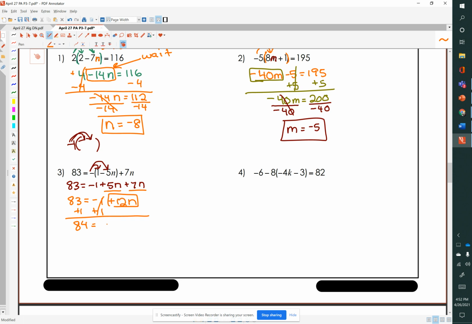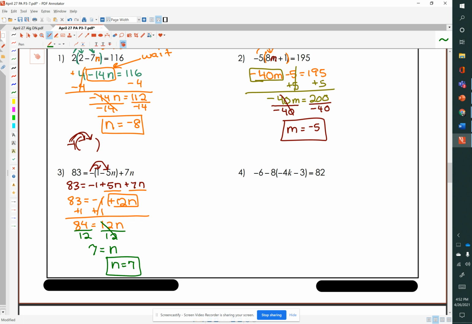Okay, 84 equals 12n. Now, what's going to happen here is we're going to divide both sides by 12, and 12 over 12 equals 1, so that isolates n, and 84 divided by 12 equals 7, and they're both positive, so that's a positive 7. I like to rewrite it as n equals 7 with the variable on the left.